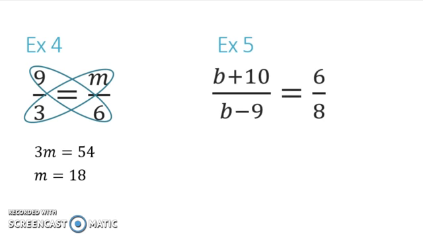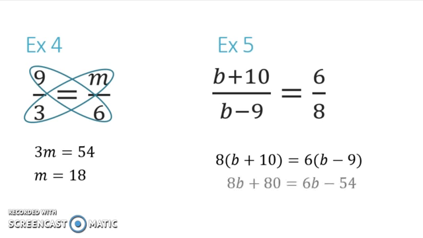Our next example is a little bit more difficult. We have binomials in here. We're going to cross multiply again, but this time we're going to distribute. It's 8 times the quantity b plus 10, 6 times the quantity b minus 9. So when we distribute, we get 8b plus 80 equals 6b minus 54. We're going to get b on one side, so we're going to subtract 6b from both sides to get 2b. We're going to subtract 80 from both sides to get negative 134. And we divide by 2 to get negative 67.